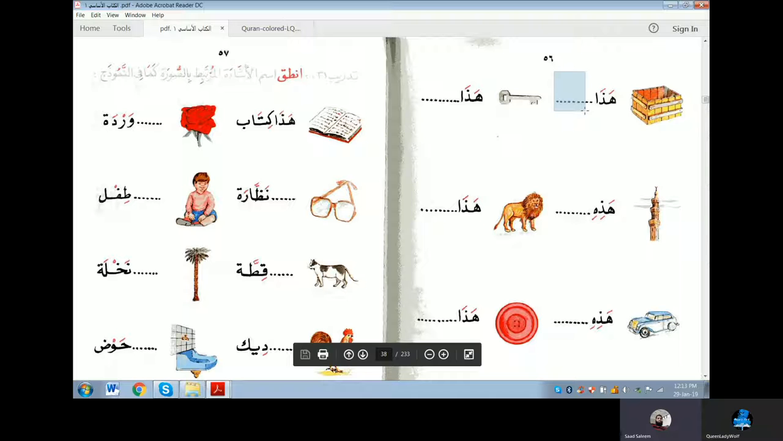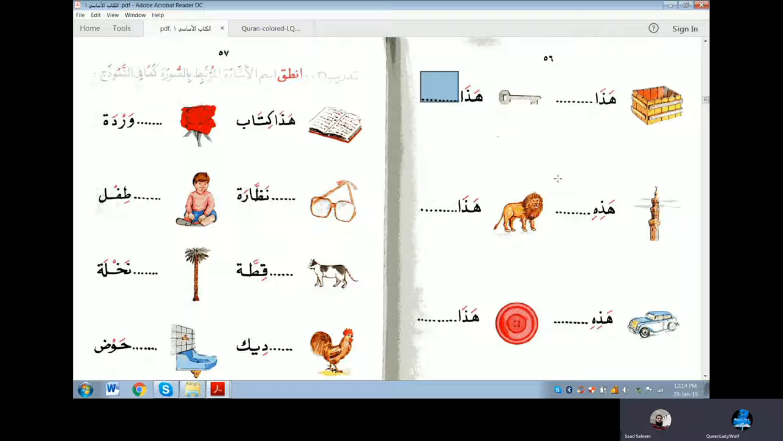Okay. Next, we have a new blank. What will you fill here? That is the box. Haza sunduqun. Okay. Then that is the key. So that's miftahun. Haza miftahun. Good. This is the key.